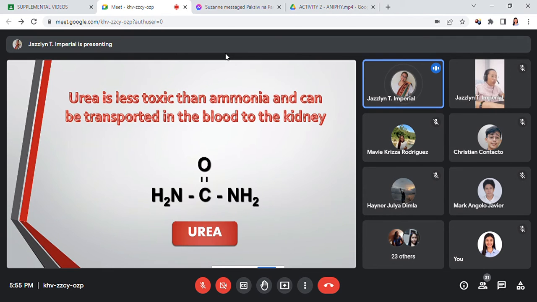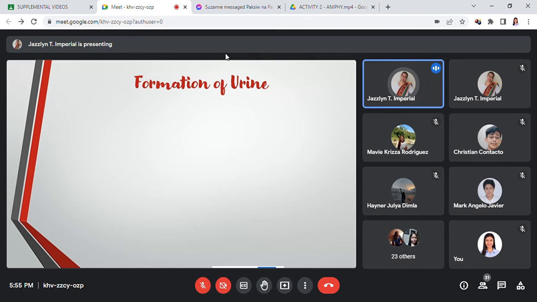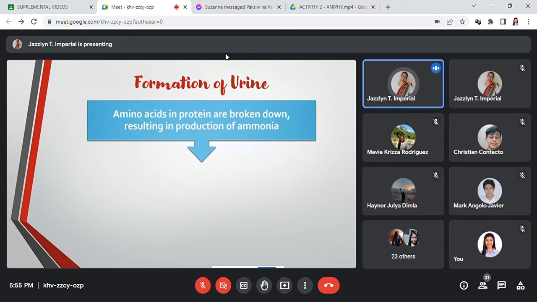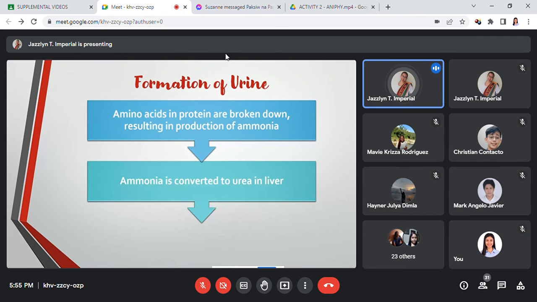So, this is the structure of your urea. So, how is urine formed? Generally, the general process is very easy. When amino acid is broken down, ammonia is produced. It travels through your liver to be converted. So, this is a chemical process, and you should learn this in biochemistry.